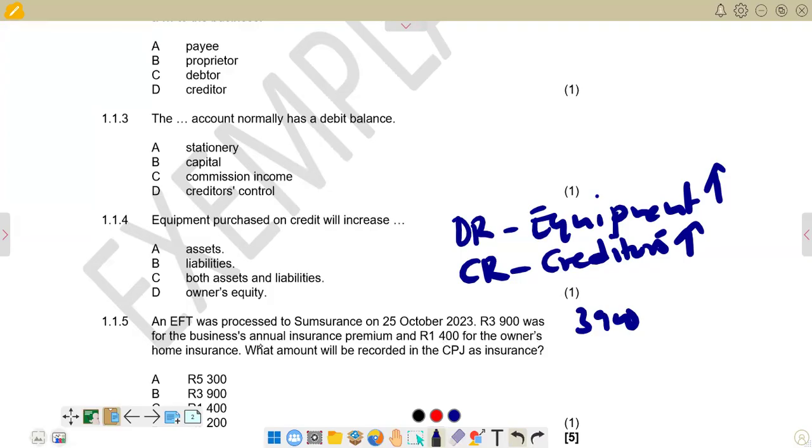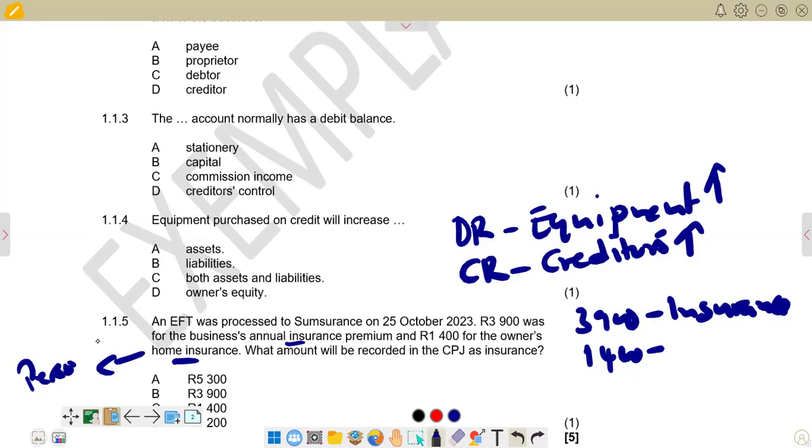We have R3,900 representing an annual insurance, which means this one is obviously going to be our insurance. On the other hand, we also have R1,400, and this one is representing the owner's home insurance. This is now a personal insurance, which is going to describe a personal expense. So we know that whenever the funds of the business are being used for personal expenses, they become our drawings. So here R1,400 is representing our drawings.